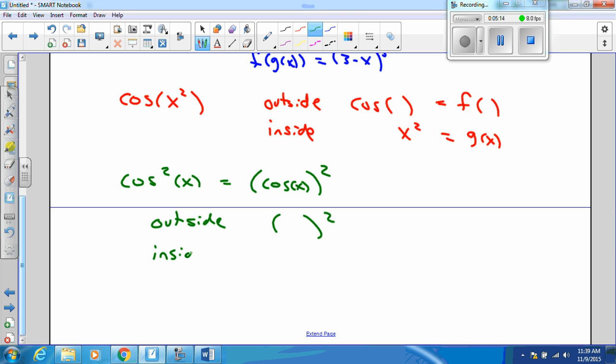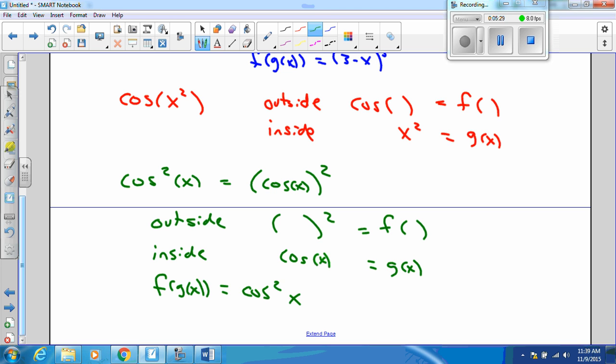The inside is going to be cosine of x. And when I put those two together, then f of g of x is spelled cosine squared x. So that's just a spelling thing. Does that make sense to everybody?